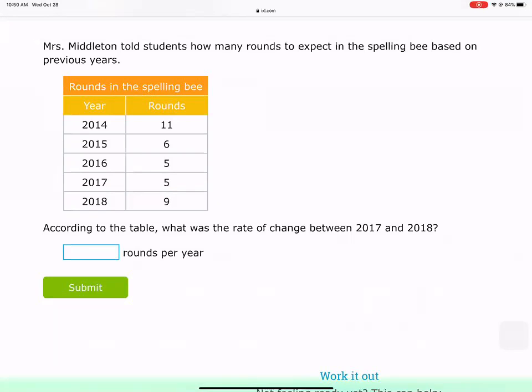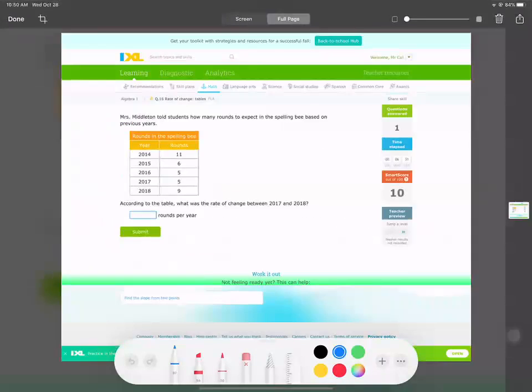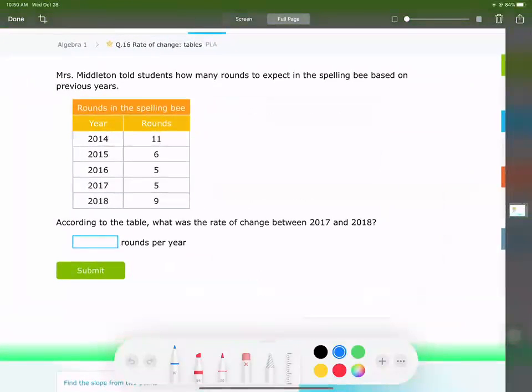So in 2014, there were 11 rounds. In 2015, there were 6 rounds, so on and so forth. But we don't care about the whole table. Please, we don't care about the whole world. I don't care about your whole life. I just care about, let's look at the dates.